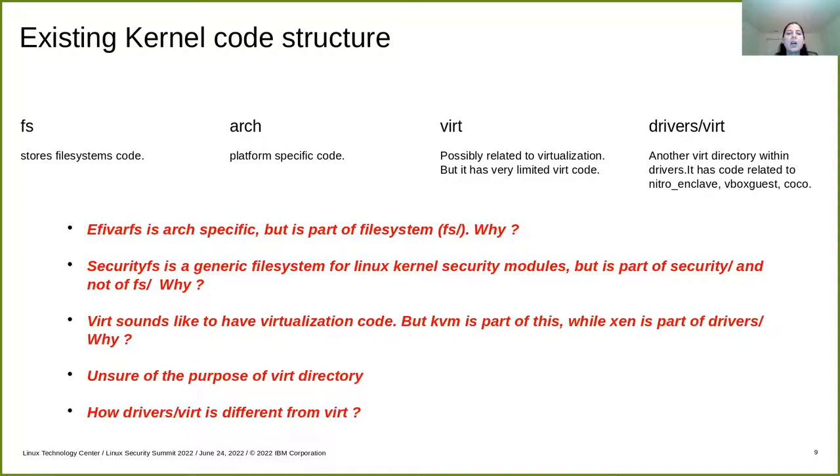Some of the observations I have from here are: efivarfs is arch-specific, but it is part of the file system. I'm not sure why. SecurityFS is a generic file system for Linux kernel security modules, but is part of security and not of FS. Probably the reason was that it was meant only for security modules, and we have all security subsystems in the security directory. So probably that, but again, I'm not very sure.